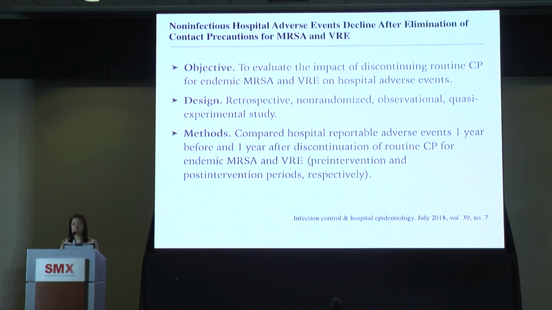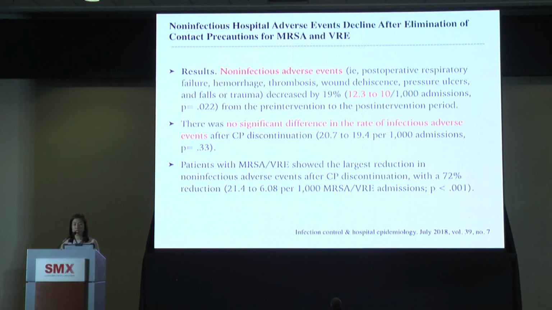They compared the hospital adverse events before the implementation of the discontinuation of contact precaution, 1 year before and 1 year after. The study showed that non-infectious adverse events, particularly post-operative respiratory failure, hemorrhage, thrombosis, pressure ulcers, falls, and trauma, decreased by 19% when contact precaution was discontinued, without an effect on the infectious adverse events, even if you discontinue contact precaution. Particularly, patients with MRSA and VRE showed the largest reduction, with a 72% reduction from pre to post intervention.